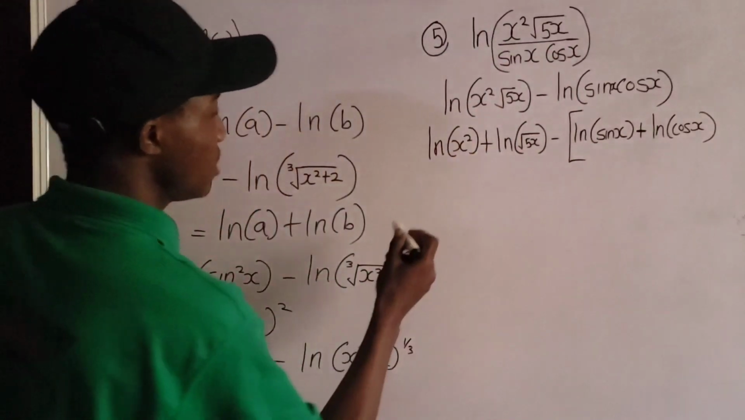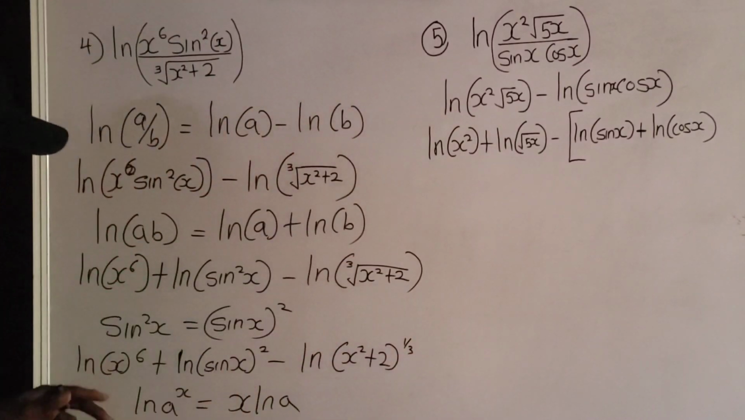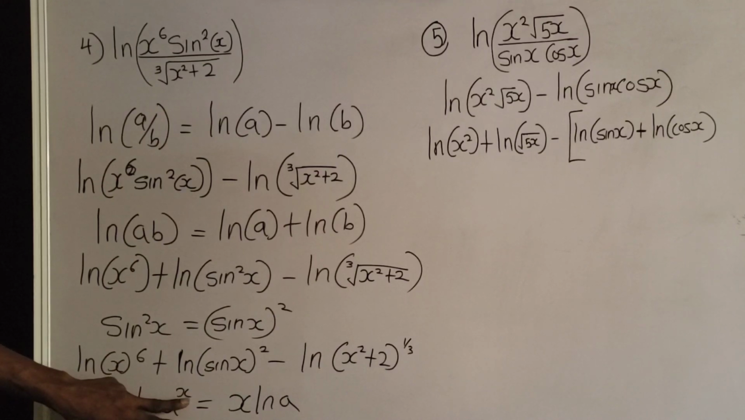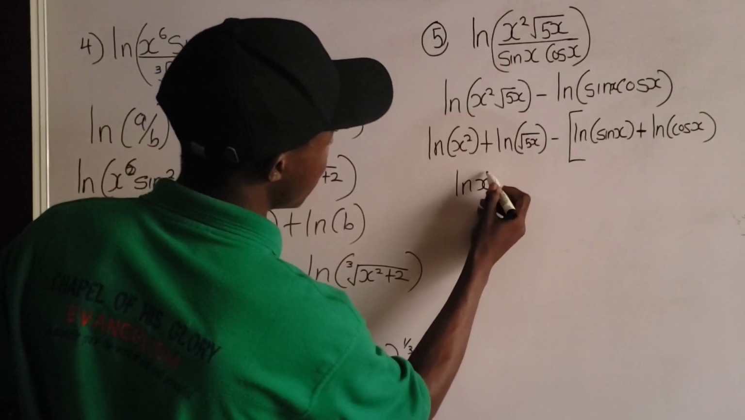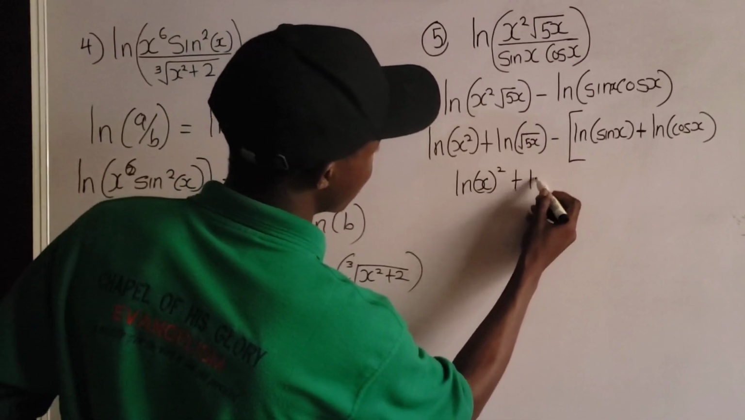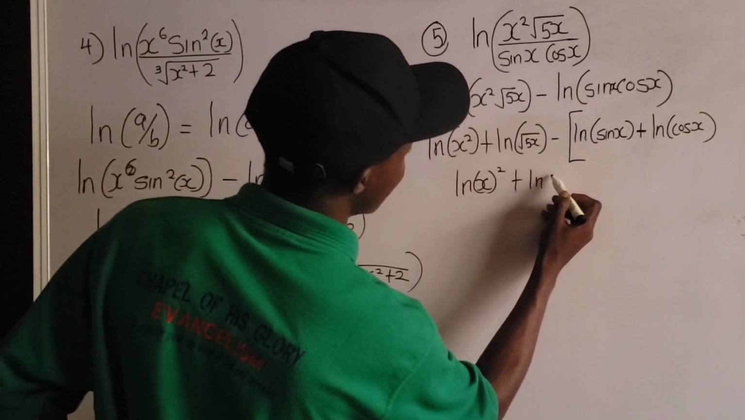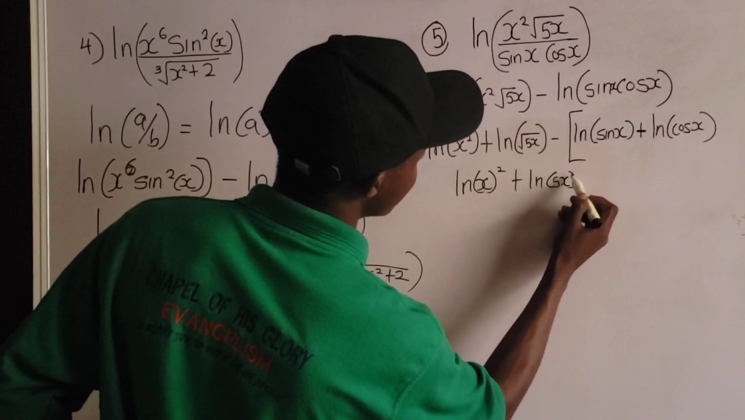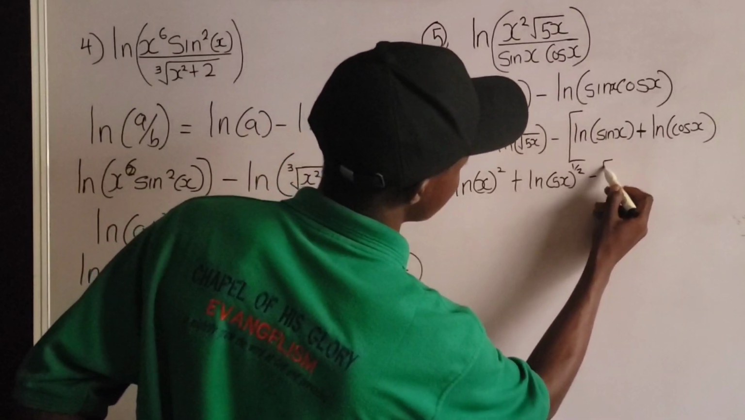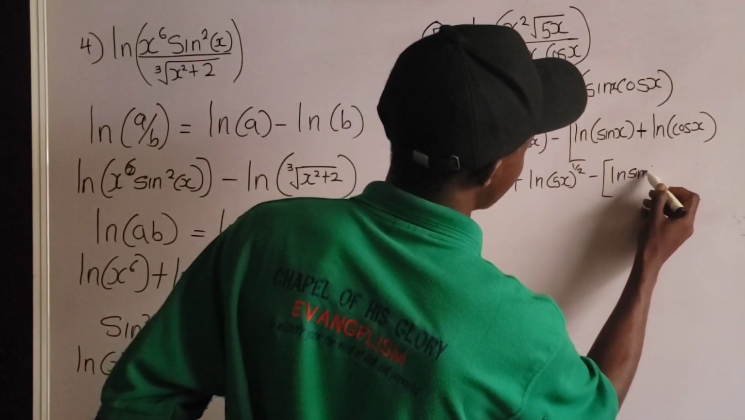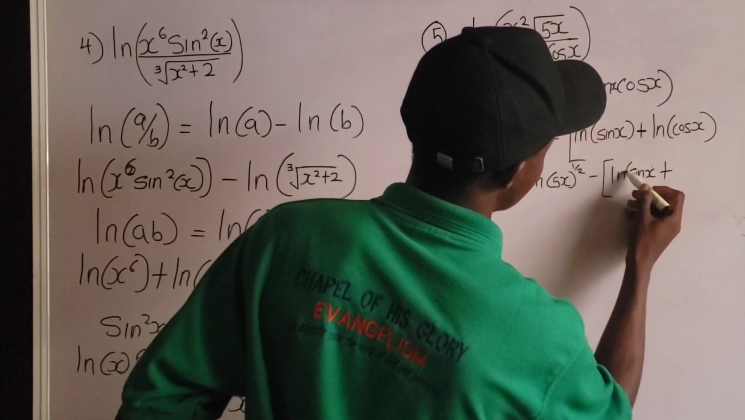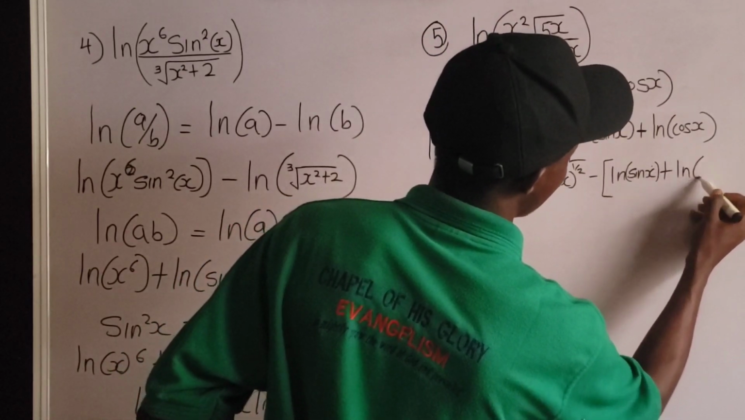Okay, now don't forget that I told you that when we have a natural log of a function that has an exponent, this exponent will multiply the coefficient. So this can also be written as ln x squared plus natural log of 5x raised to the power of what? 1 over 2, minus ln sine x plus natural log of cos x.